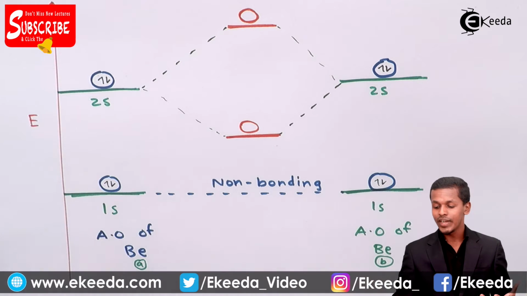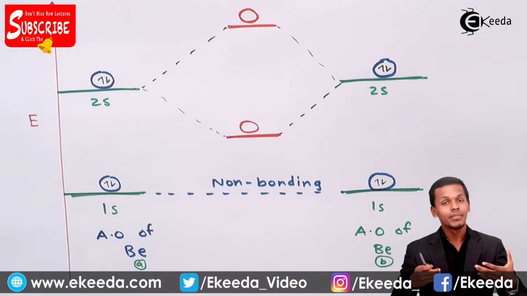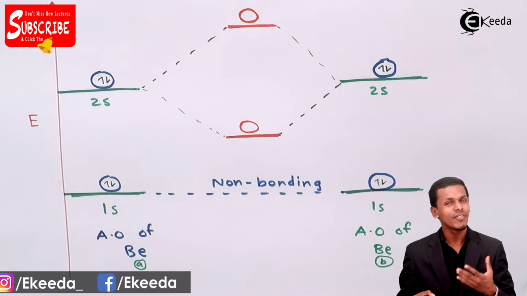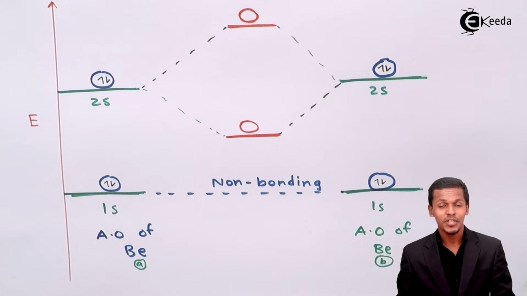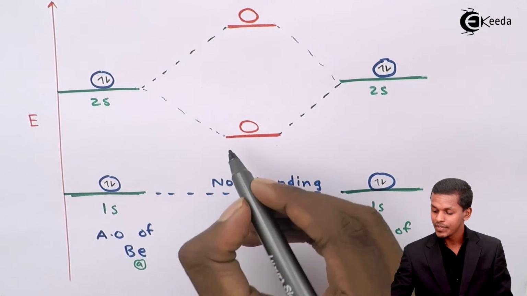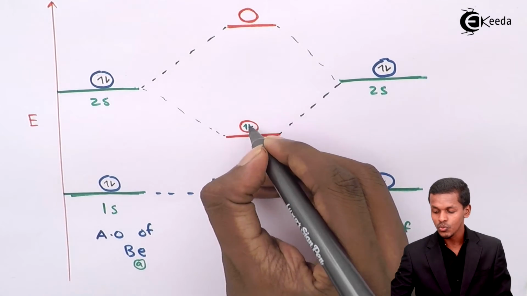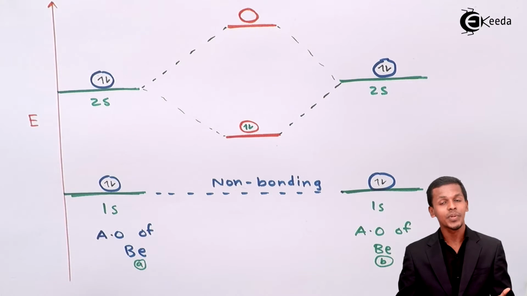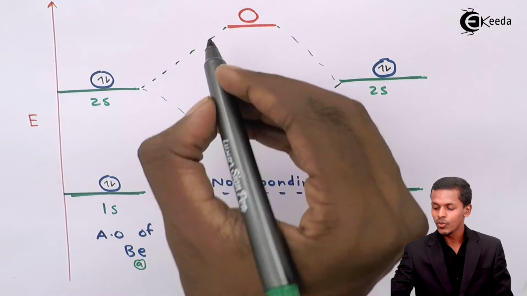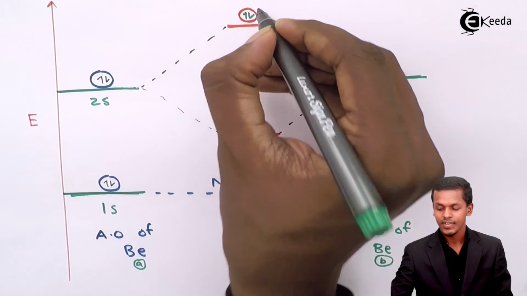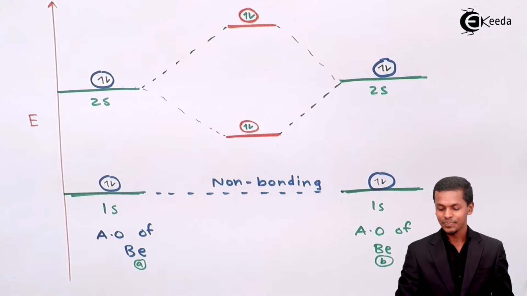And now let us fill in the electrons. The total number of electrons in the 2s orbitals, because two beryllium atoms have combined with each other, is 4 electrons. And how can we fill them? With the help of the Aufbau principle and Hund's multiplicity rule. So there are a total of 4 electrons: 1, 2. So 2 electrons are filled over here, and the remaining 2 can be filled in the level above. So this is what we have represented over here.